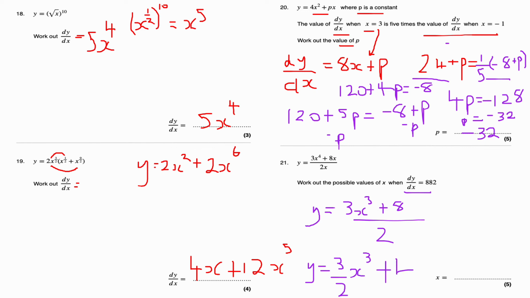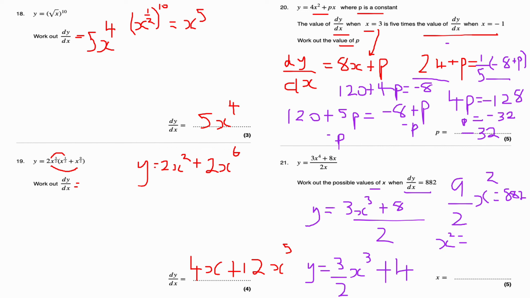Okay, now differentiating this, 3/2 times 3 goes to 9/2. So 9/2 x squared. It's saying work out the possible values of x, so that has to equal 882. Rearranging this equation to make x the subject, so dividing through by 9/2, same as multiplying by 2 over 9, so I get x squared is equal to 882 times 2/9.